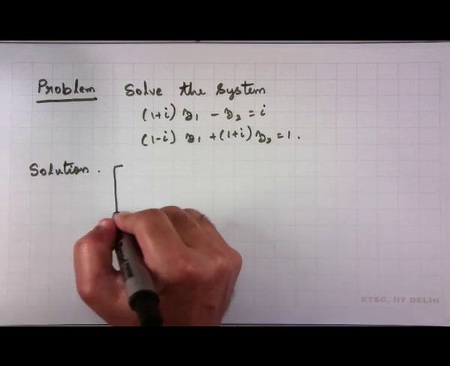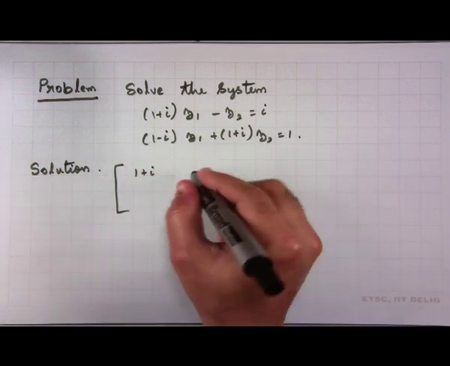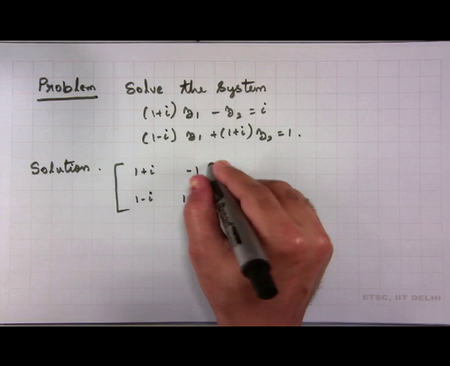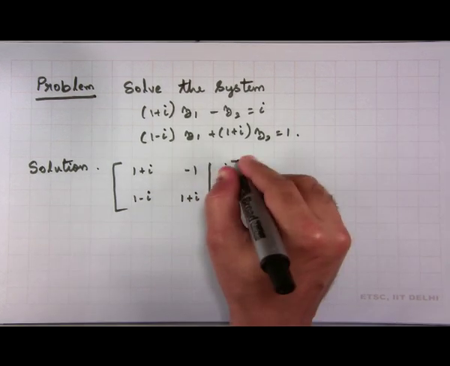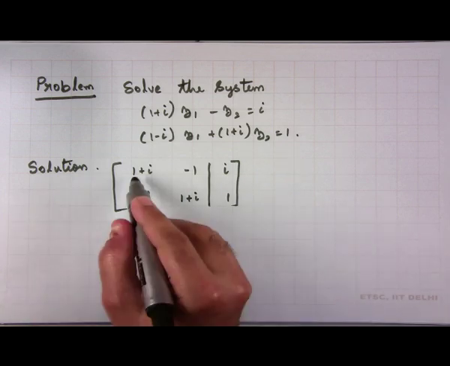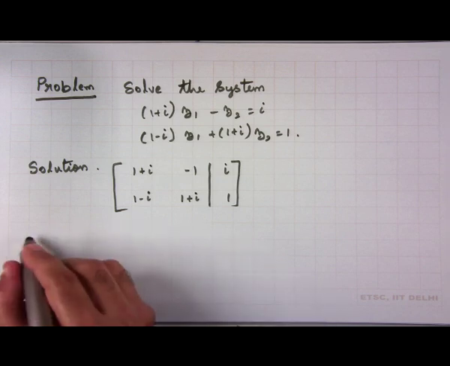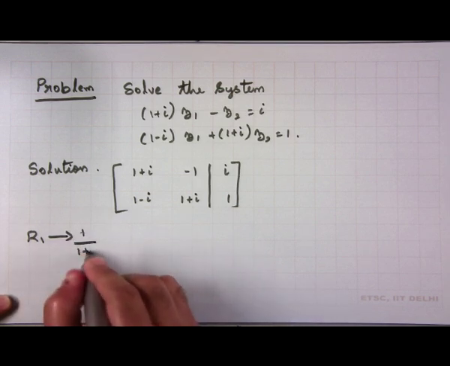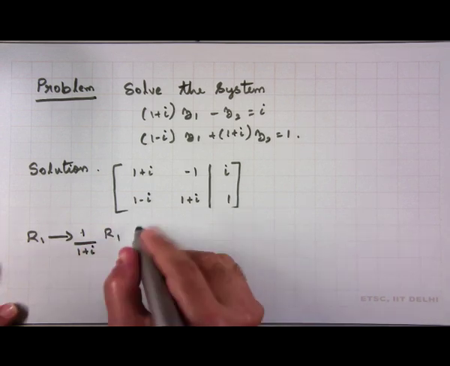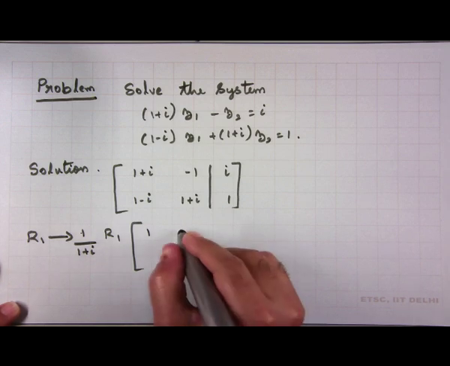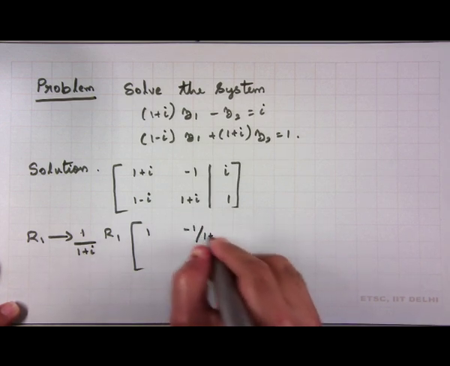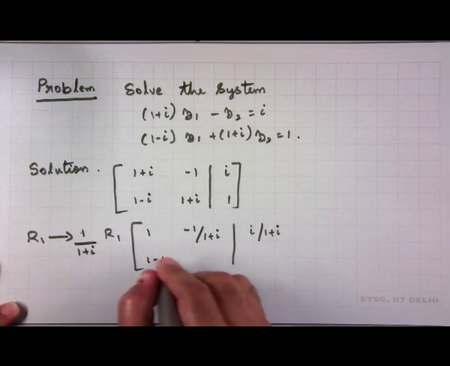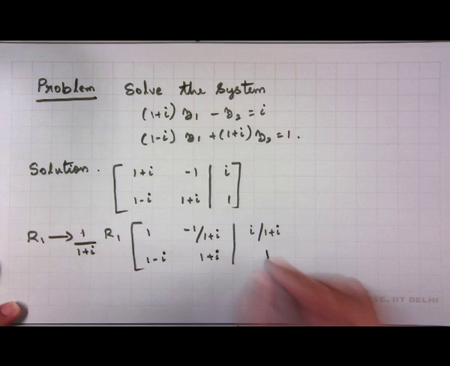So, the augmented matrix is given as follows: 1 plus i, minus 1, 1 minus i, 1 plus i, augmented with i and 1. So, you have the first term as 1 plus i. Let us convert this 1 plus i into 1. R1 is replaced by 1 by (1 plus i) into R1, which is 1, minus 1 by 1 plus i, i by 1 plus i, 1 minus i, 1 plus i, 1.